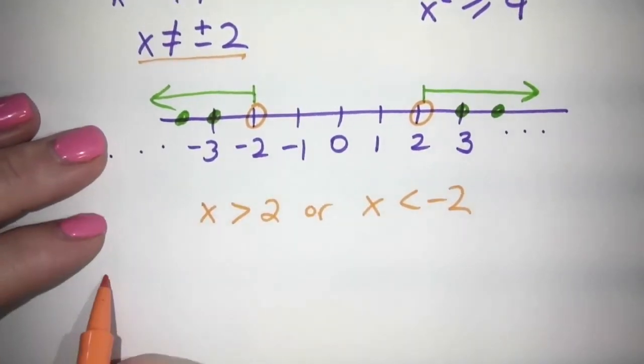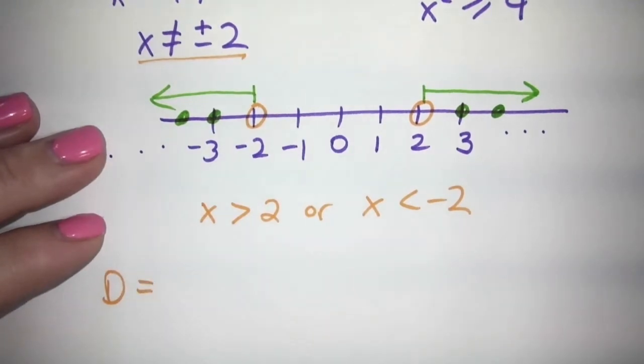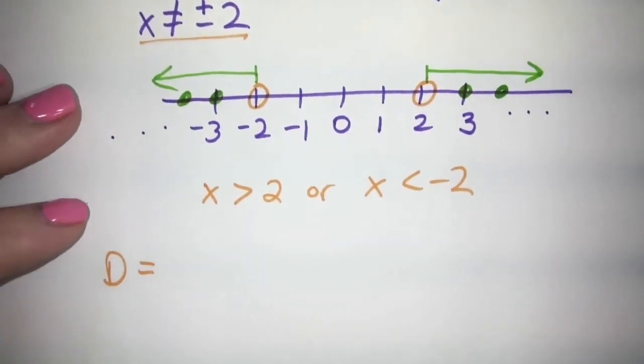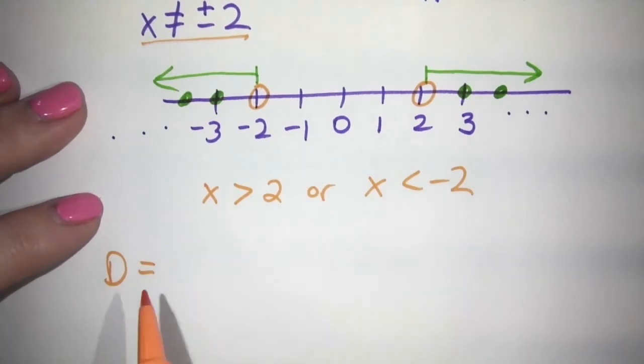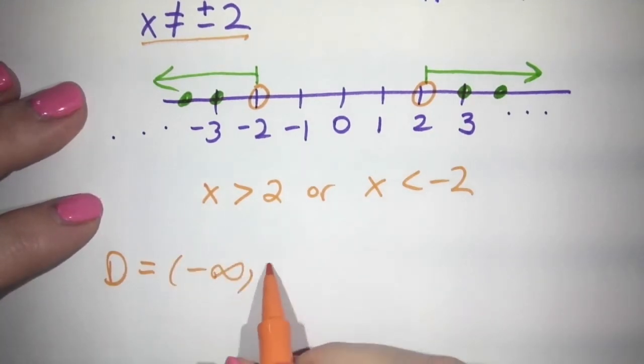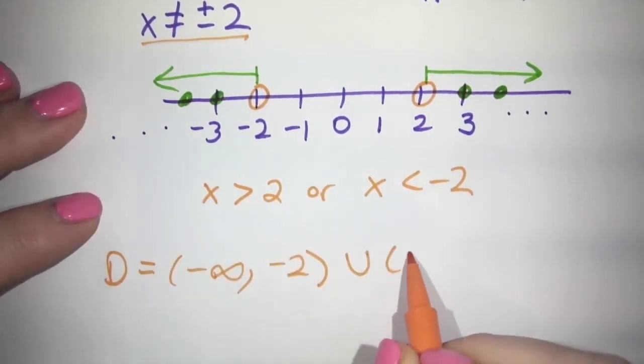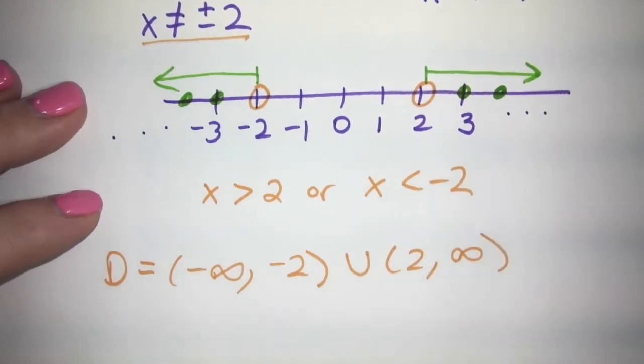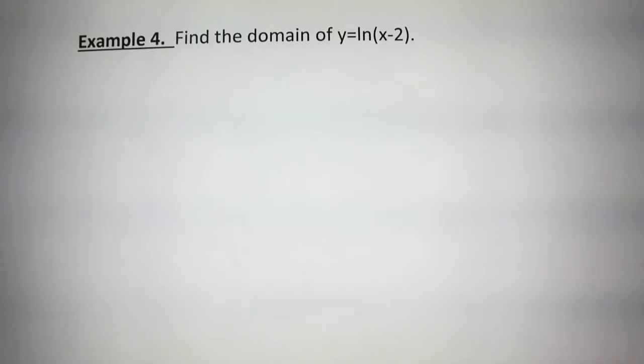So how would we write that? Can you try and write it out? Hit pause and see if you can write what the domain would look like here. We would have from negative infinity up to negative 2, or from 2 to infinity, with round brackets because we can't have 2 or negative 2 included, as that would make the denominator equal to 0.